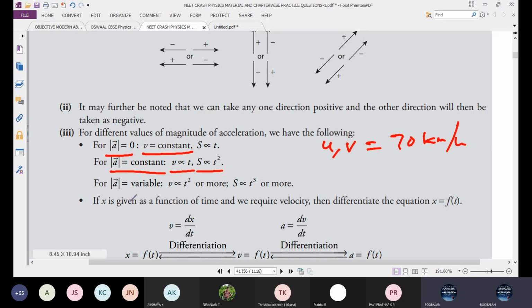And the a value variable: acceleration sometimes is 20 meter per second square, 40 meter per second square, 30 meter per second square. It is variable. In this condition, v is directly proportional to the square of the time. You want to say square of the time, not t square. And the S value is directly proportional to the cube of the time, t cube. Okay, three conditions: zero, constant, variable.